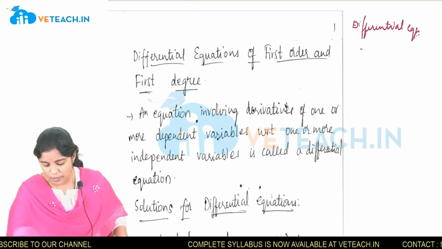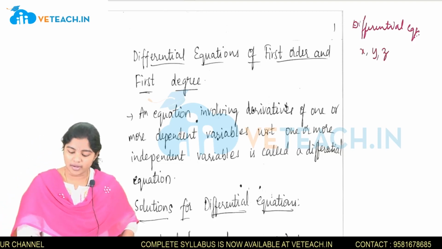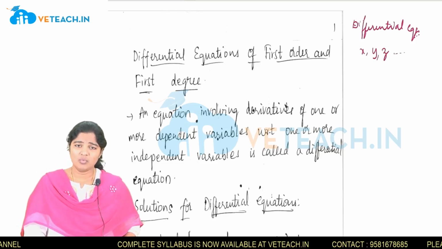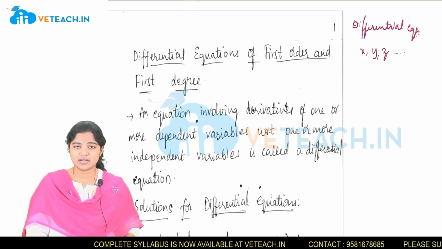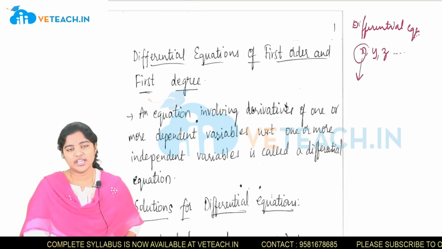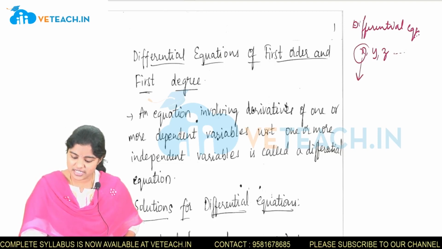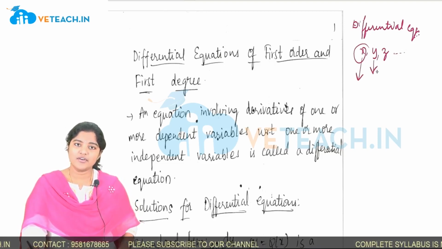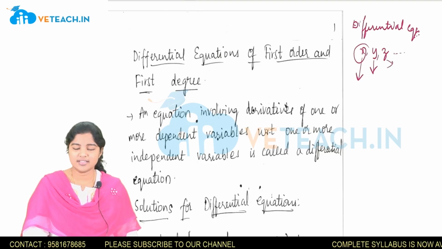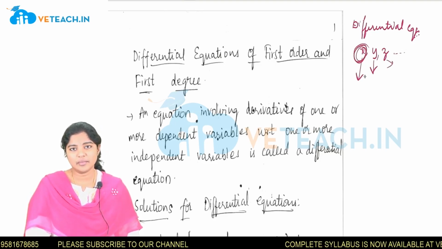That means, suppose x is a variable, y is a variable, z is a variable, and so on. Why are these called variables? These are called variables because the value of x keeps on changing. It is not fixed to a certain number. Similarly, the value of y in a function keeps on changing, and similarly z. So these values keep on changing, and so these are called variables.